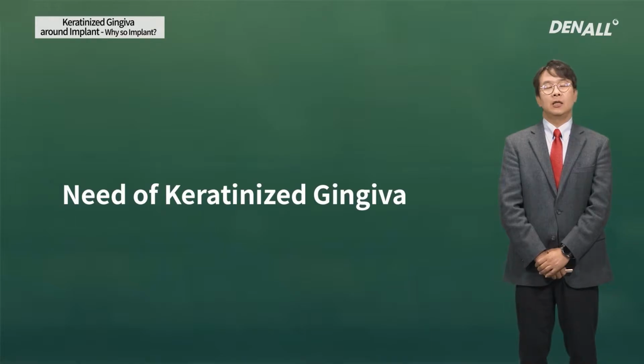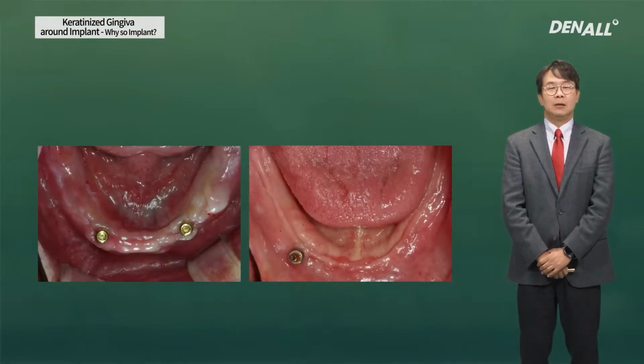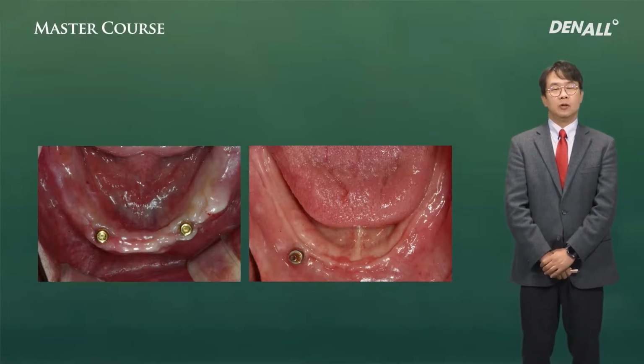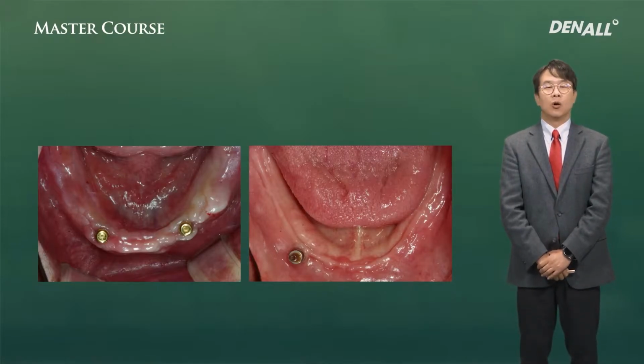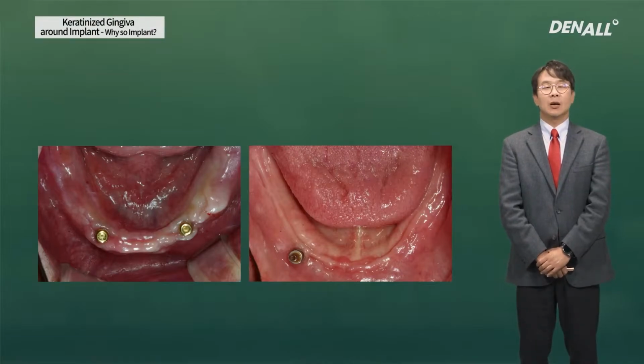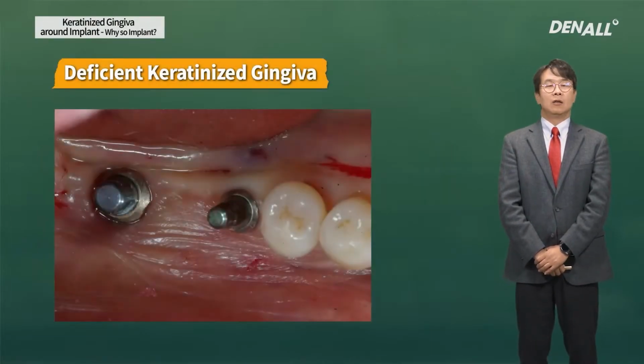First, the need for keratinized gingiva. If you look at clinical photos of two patients, both of them wear overdentures. The left patient has sufficient keratinized gingiva around the abutments, and the right patient does not have the gingiva. How would they feel about it, and what does that affect implants?